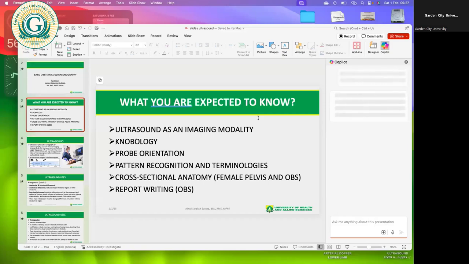Most of us would agree that if you have not done a scan before, or if you've seen an ultrasound image, it is usually in black and white. And how do we interpret those black and white images as reference to our human body? So why does the liver appear the way it appears? Why does the uterus appear the way it appears? And importantly for this lecture, why does the baby appear the way it appears? So we'll look at all of that.